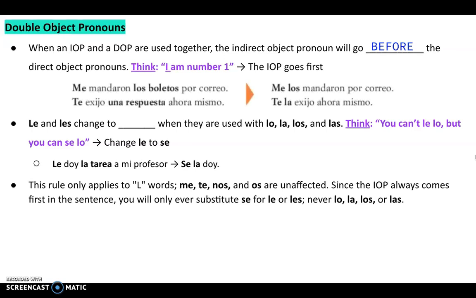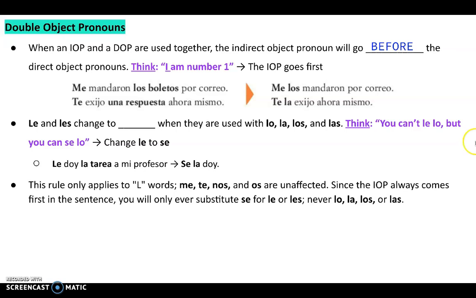So here I have some examples. The original form is on the left. Me mandaron los boletos por correo. So the original form here has an IOP and it doesn't have a DOP. And then we end up saying, using both an IOP and a DOP, an indirect object pronoun, me, and a direct object pronoun, los, referring to the boletos. So, me los mandaron por correo.